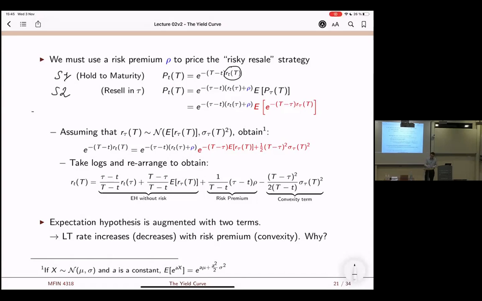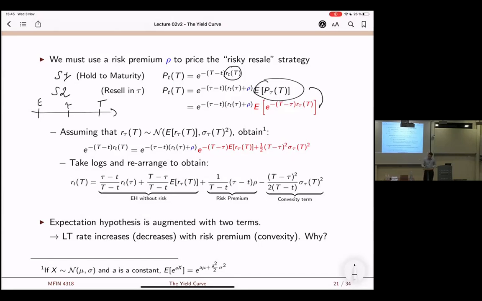So again, just to remind you, T and DT. Now, what we do here is that, yes, we're going to take the expected value that we're going to get here, but we're not going to discount it at the risk-free rate RT of tau. We're going to add a risk premium. Why do we add the risk premium? Simply because the cash flow we're going to get is risky.